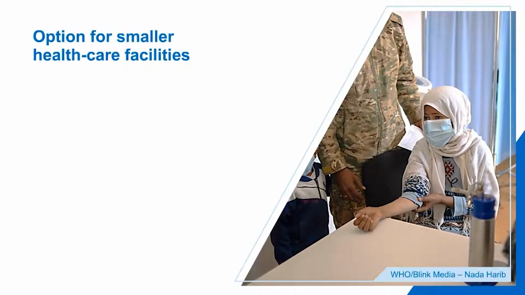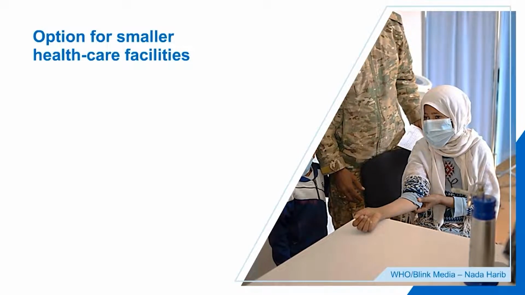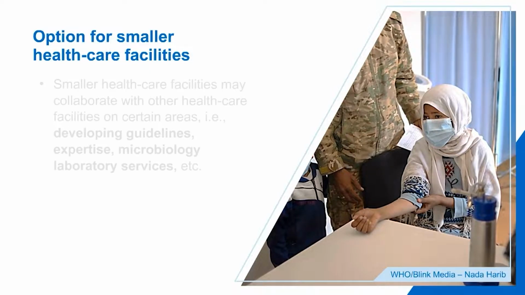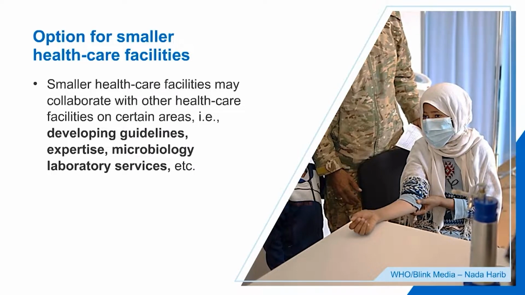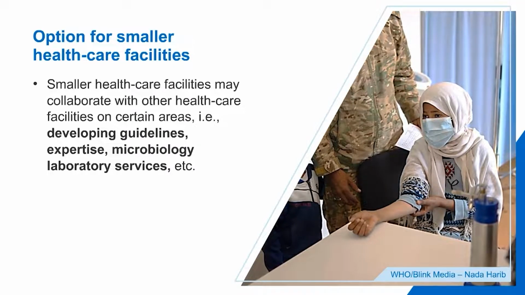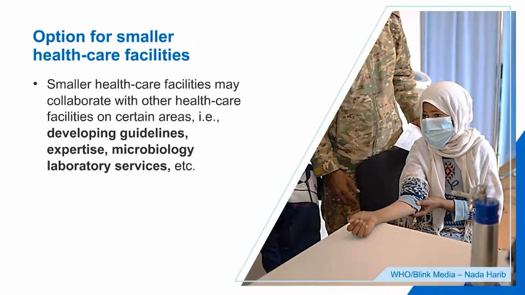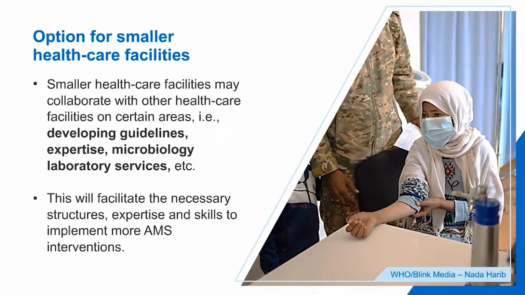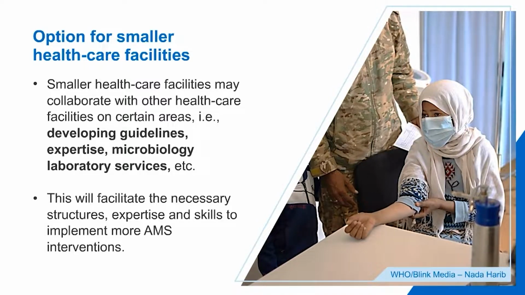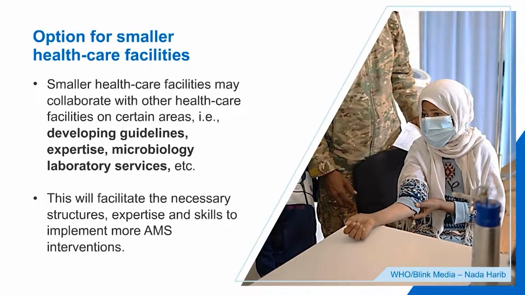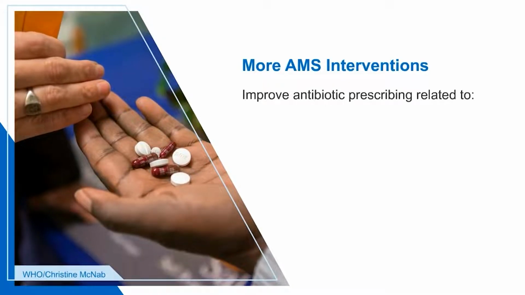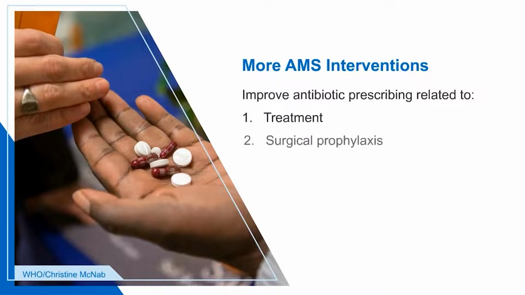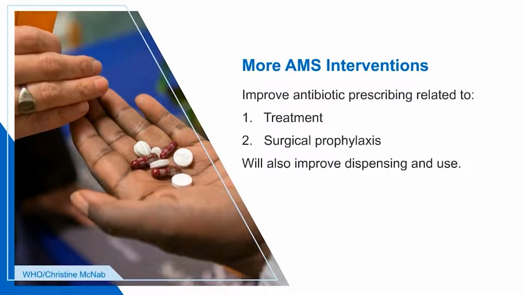What applies to larger healthcare facilities may not be suitable for smaller healthcare facilities. For instance, smaller healthcare facilities may collaborate with other healthcare facilities on certain areas, that is, developing guidelines, expertise, microbiology laboratory services, etc. This will facilitate the necessary structures, expertise and skills to implement more AMS interventions. Additional AMS interventions include improvement in antibiotic prescription, related to treatment and surgical prophylaxis, which will also help improve dispensing and use.